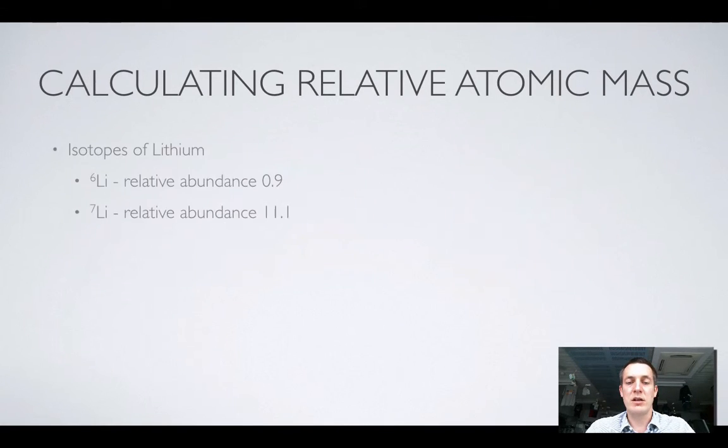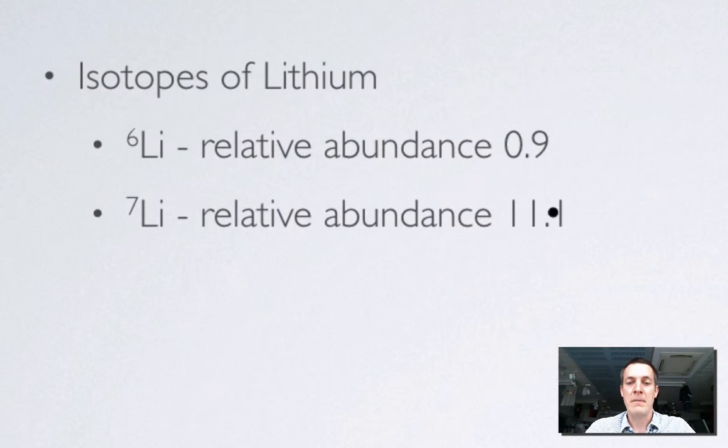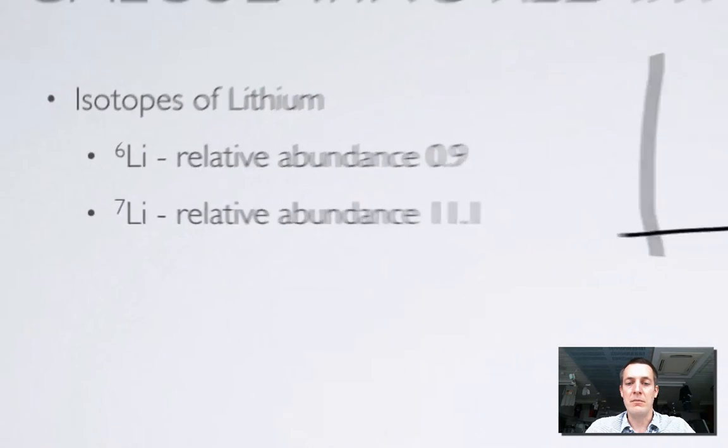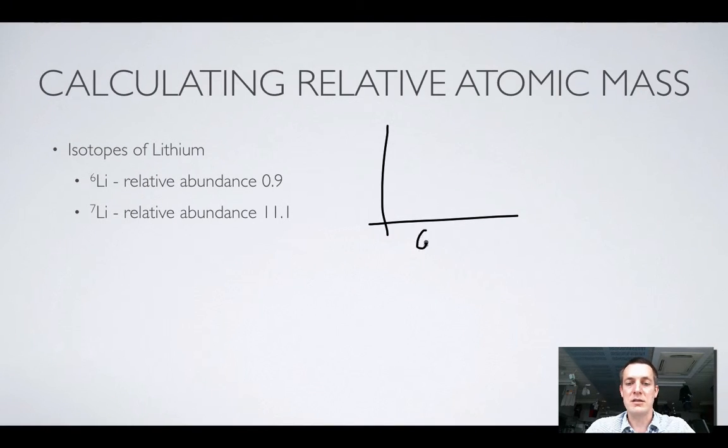Now that was an example using percentage abundances, but let's say that our output had been in relative abundance. So my mass spectrum had a peak at 6, it had a peak at 7 because I was looking at lithium this time, 2 different isotopes of it, and one peak was very smallish, one peak was quite large, but instead of percentage on this axis, it had relative abundance, and it was reading out 11.1 for that one and 0.9 for the other. Now, how would we deal with this problem?